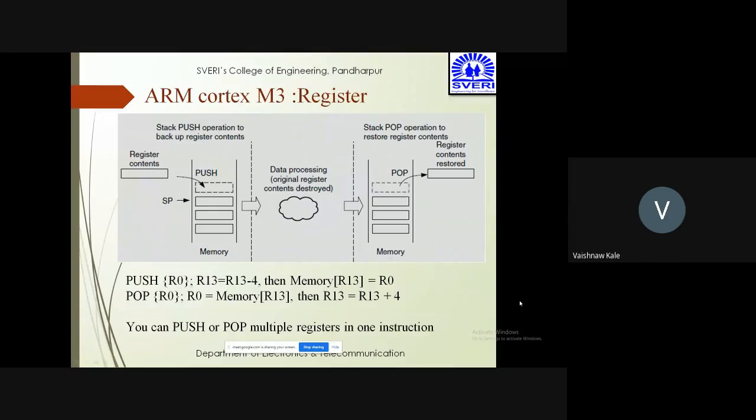PUSH R0 means R13 equals R13 minus 4, and memory at R13 equals R0. Whereas POP R0 means R0 equals memory at R13, then R13 equals R13 plus 4. You can push or pop multiple registers in one instruction.